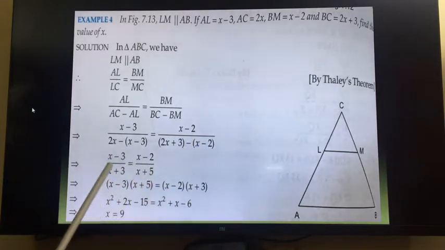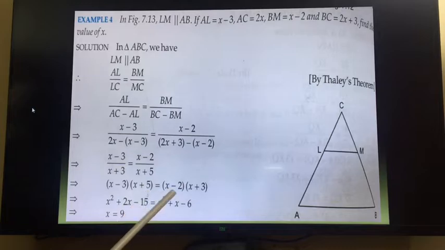After that, cross multiply: (x minus 3)(x plus 5) is equal to (x minus 2)(x plus 3). If you multiply, you will get x square plus 2x minus 15 on the left side. Right side: x square plus x minus 6. The x square cancels, 2x minus x is equal to x, and minus 6 plus 15 will give you 9. So x is equal to 9. In this way you can find out the value of x, that is equal to 9.